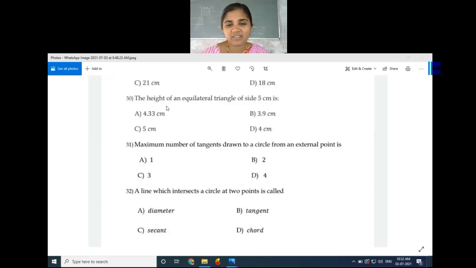See, for this, just Pythagoras theorem we have to take. Hypotenuse 5 centimeter and we have to draw one median. Median which divides the base into two equal parts. So 5 centimeter is divided into 2.5 centimeter and 2.5 centimeter. Then you just apply Pythagoras theorem. After the calculation, you will get 4.33.